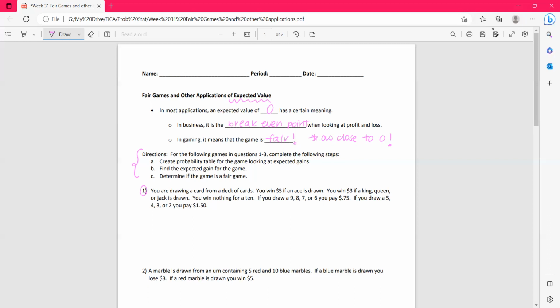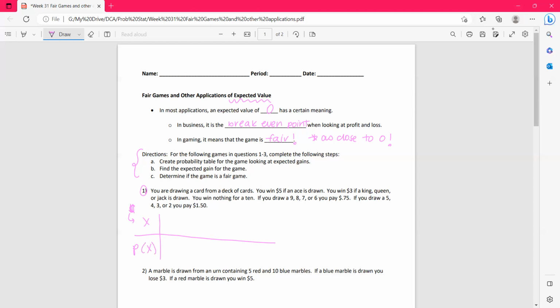It says create a probability table for the game looking at expected gains. Okay, so when we make our probability distribution table, this is what we looked at last week. We're going to have what's expected, right, in terms of the money. Are we expected to gain $5? Are we expected to lose 75 cents? This is going to be our money that we are going to either gain or lose. And then obviously we've got the probability. This is a dollar sign here. Okay, then we've got the money.